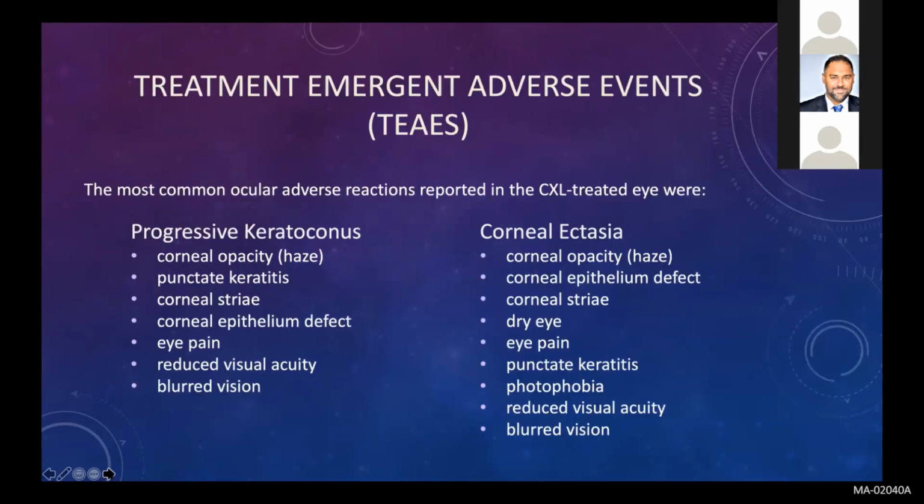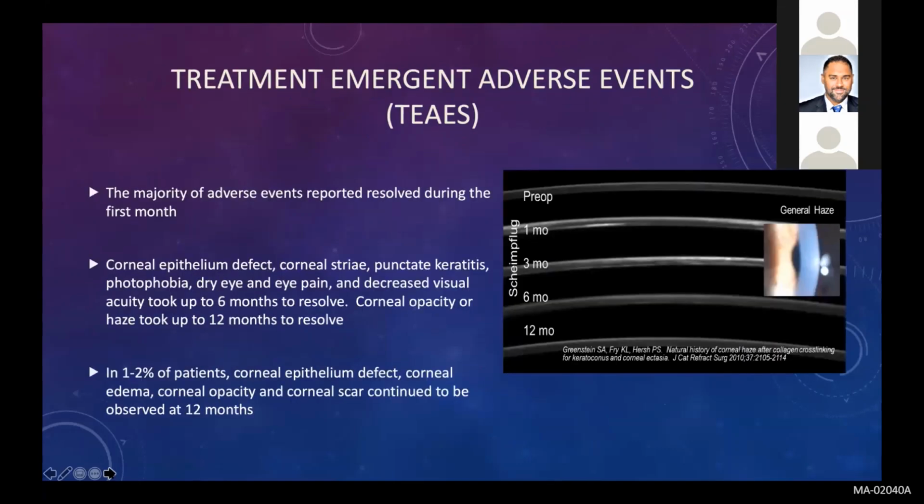Some of the common ocular adverse reactions that were reported in the cross-linked treated eyes were corneal opacity, punctate keratitis, corneal striae, epithelial defect, some eye pain, reduced visual acuity, blurred vision, dry eyes, and photophobia, particularly in those with LASIK. The majority of the adverse events were reported to have been resolved within the first month.